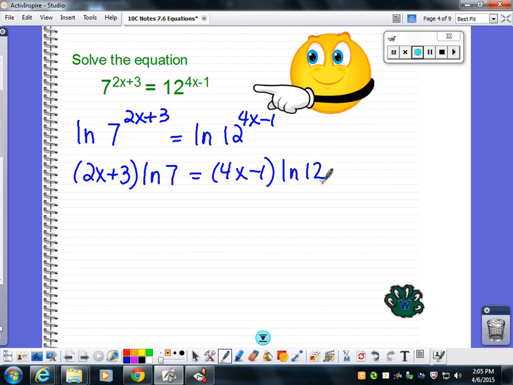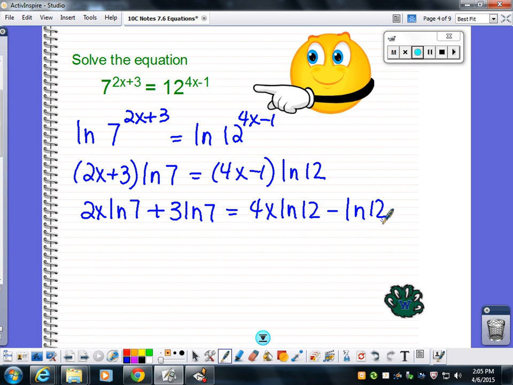Now it just turns into algebra. I've got a natural log in there, so I'm going to distribute my natural log of 7. I've got 2x natural log of 7 plus 3 natural log of 7. Then distribute my natural log of 12, so I've got 4x natural log of 12 minus natural log of 12.